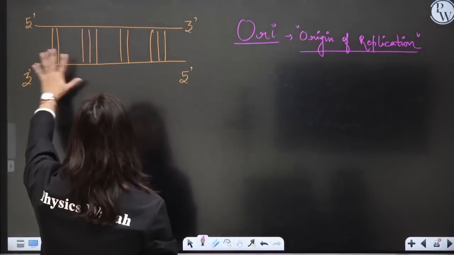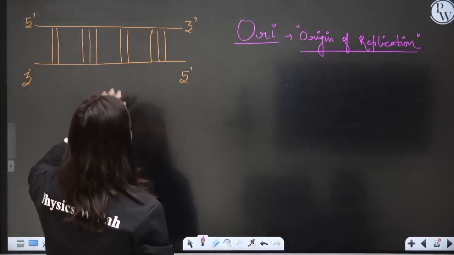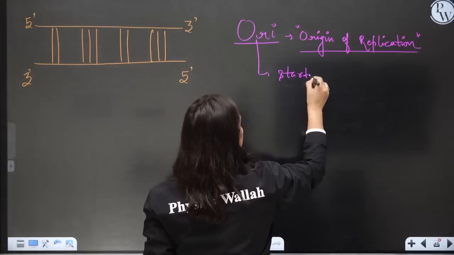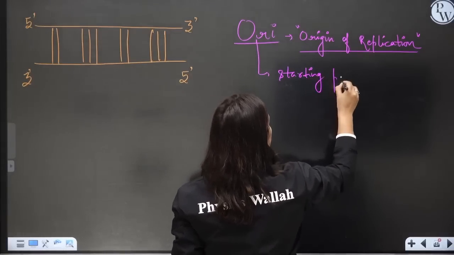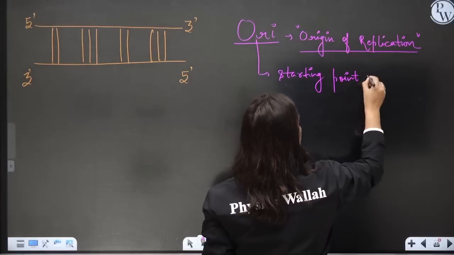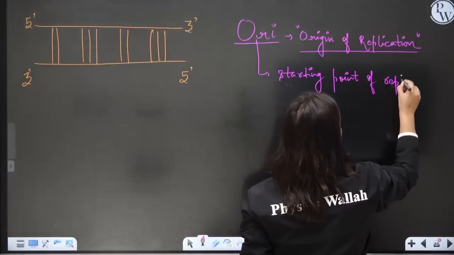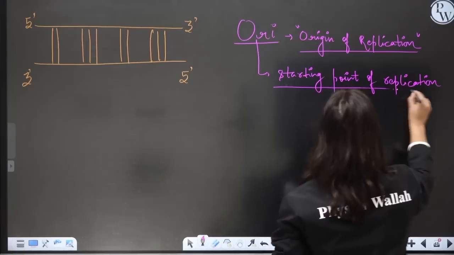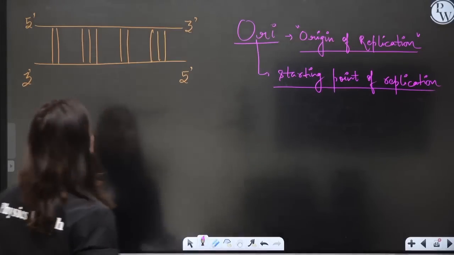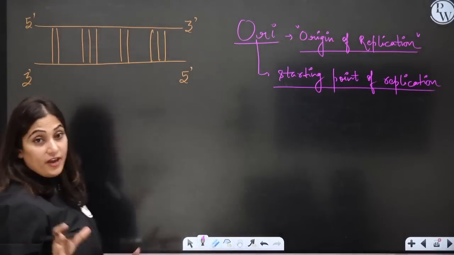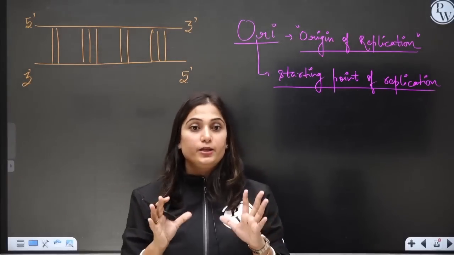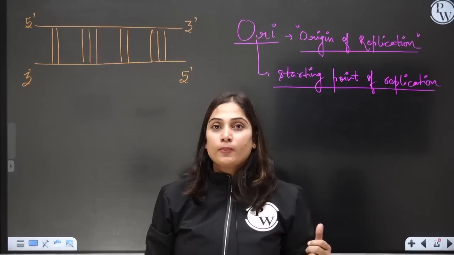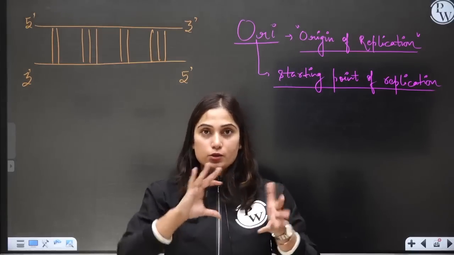So ORI is the starting point of replication. Okay, so now we have a point from where the replication will start, and that is ORI. Now the next step would be the release of the supercoiling.